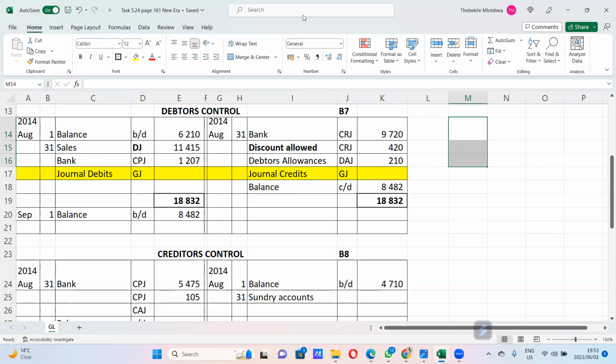So I think that is what I'm going to teach you about the debtors control. I'm going to make a separate video for the creditors control. And on another day, I'm going to have to also talk about the other accounts like trading stock, sales, and cost of sales.